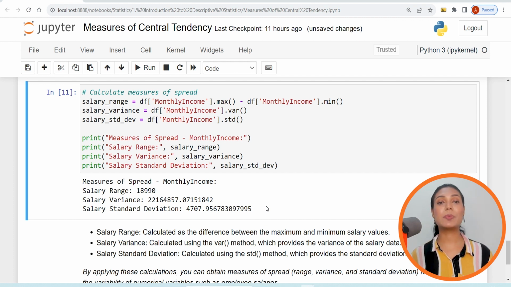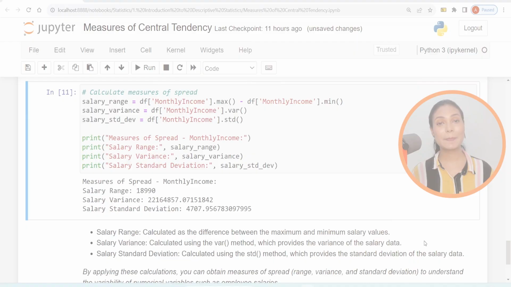Now let us try to understand what these values mean. Salary range. The salary range is the difference between the highest and the lowest salaries in the dataset. In this case, the range is 18990, indicating that the salaries in the dataset vary from the lowest value to the highest value by this particular amount.